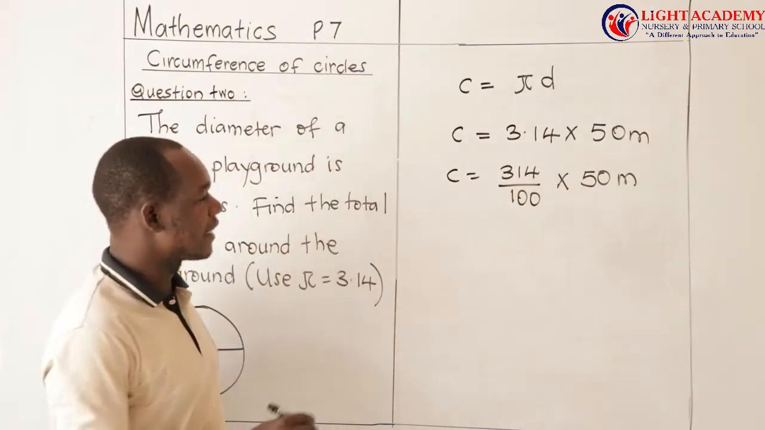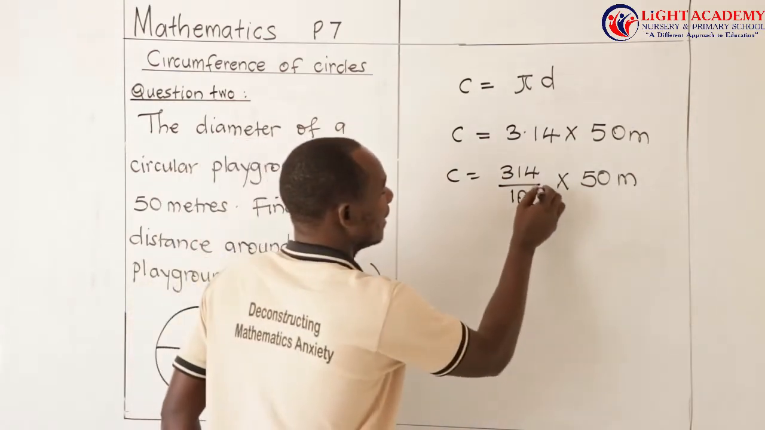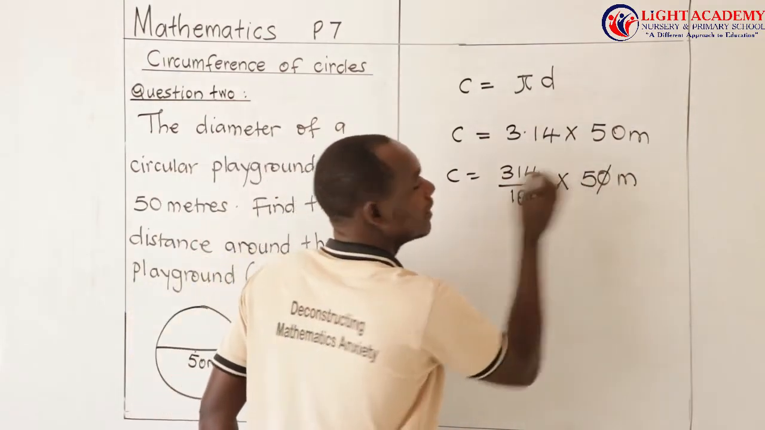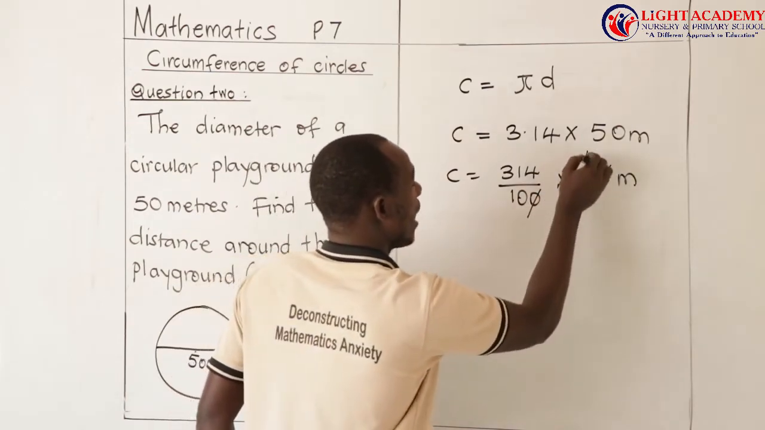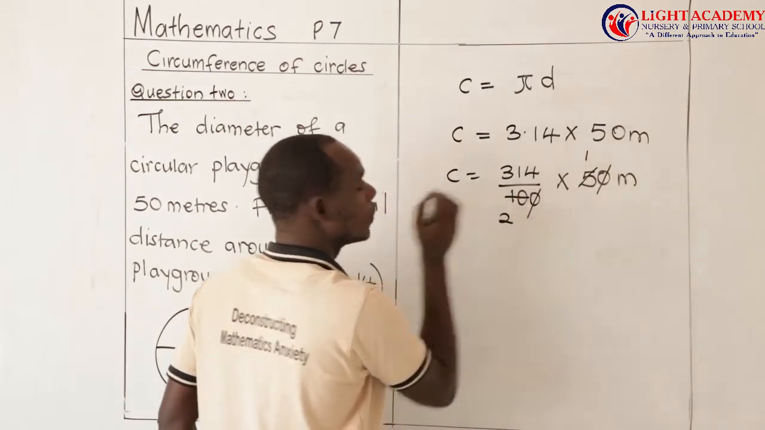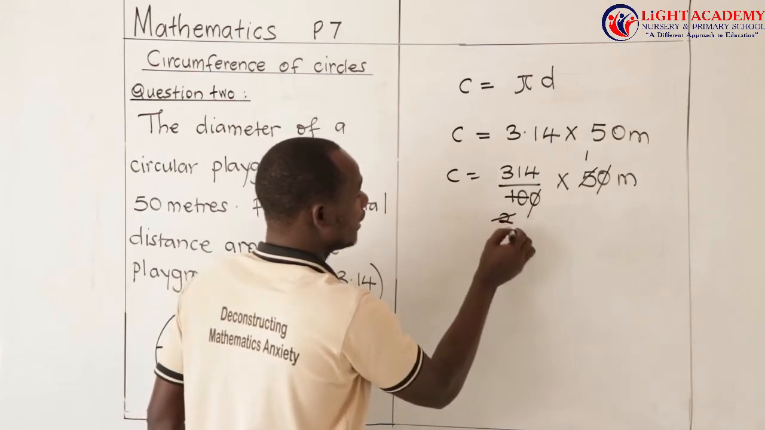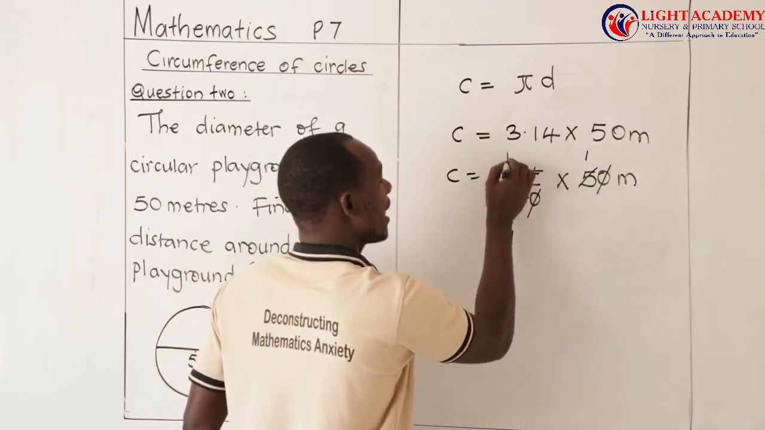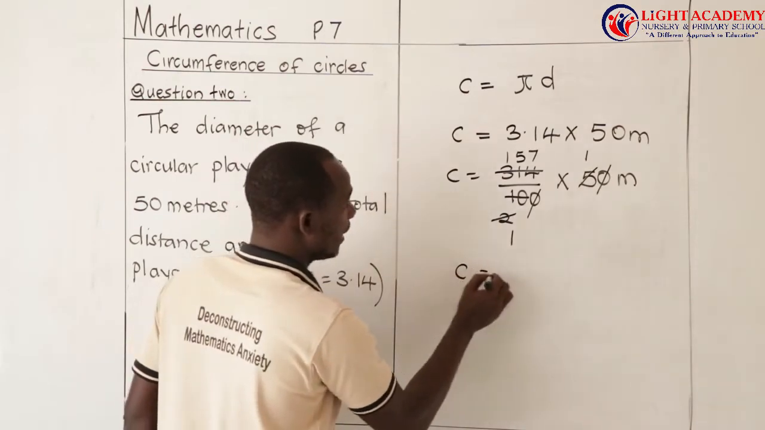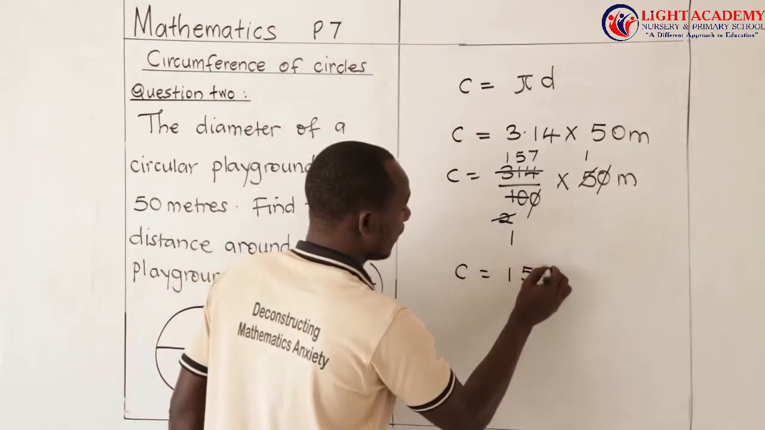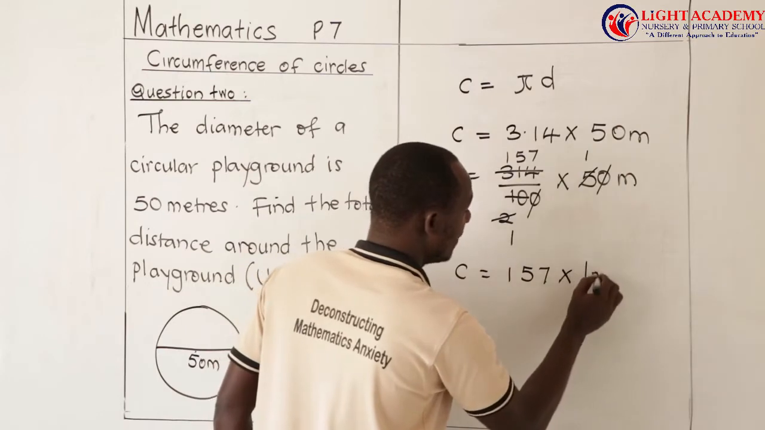So from here I can reduce. I can say this 0 can go with that 0. And then I will say by 5 is 1, by 5 is 2. And by 2 is 1, by 2 I'll get 157. So that means my circumference will be equal to 157 times 1 meter.